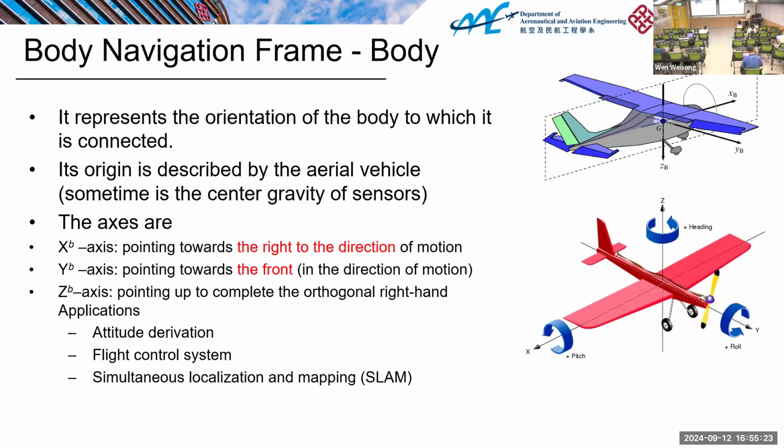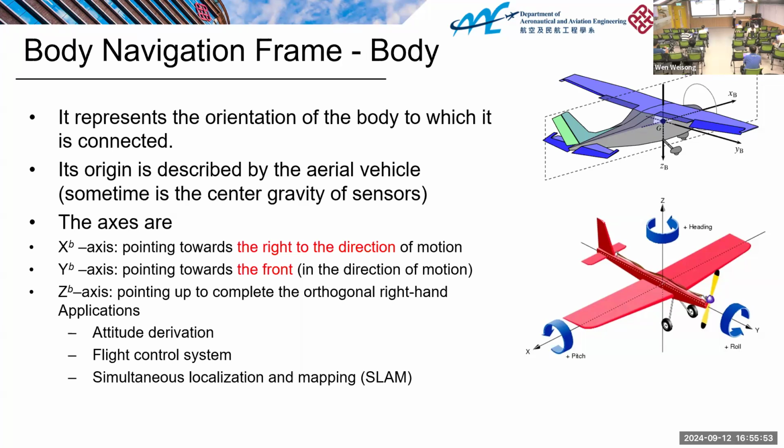Its origin is described by the aerial vehicles. So sometimes it is the center of gravity of the sensors. So it's based on your requirements. So the axes: for the drones, usually Z is pointing up. So for example, if you follow this definition, pointing up completes the orthogonal right hand. So the orthogonal right hand corresponds to XY.